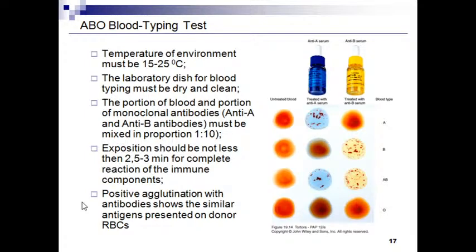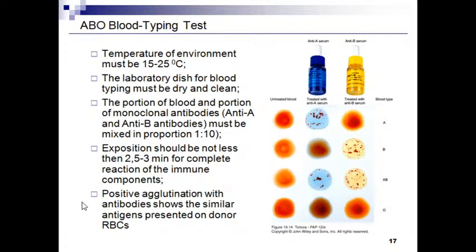Technique of the reaction. Very simple technique. The test takes 2.5 or 3 minutes. We should have a set of reagents, anti-A and anti-B reagents, monoclonal antibodies. You should have a laboratory dish for blood typing and special rooms for hemotransfusion, for pre-transfusion testing, present in any clinical hospital.